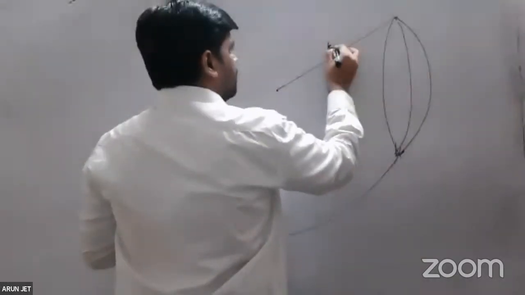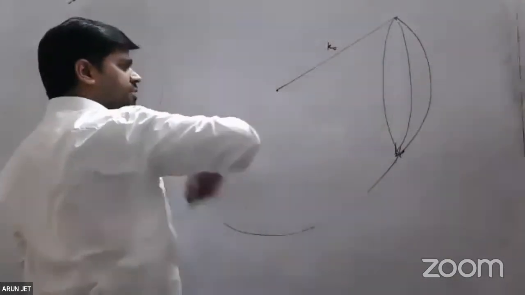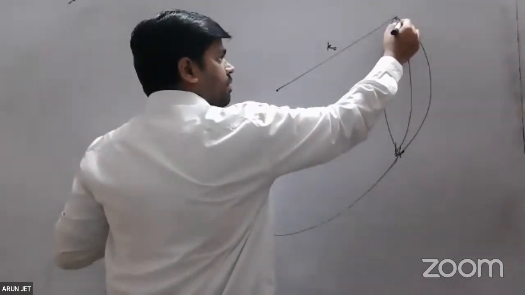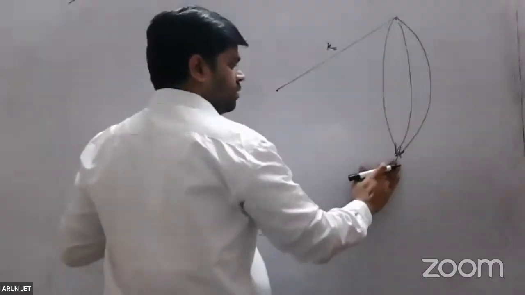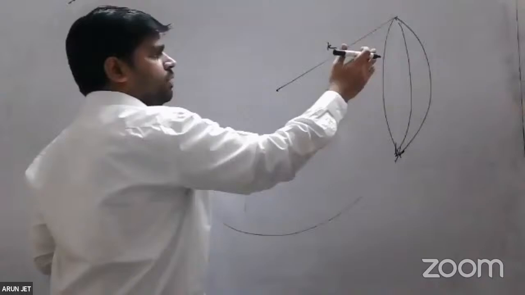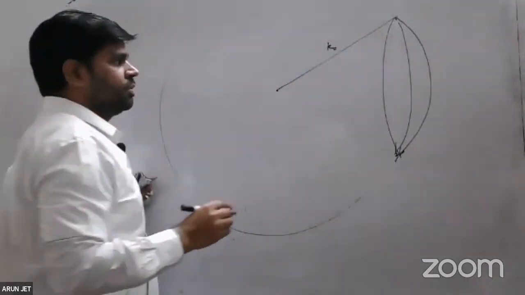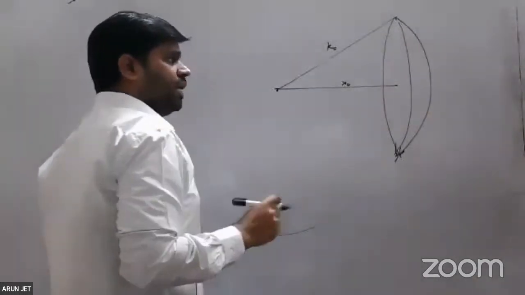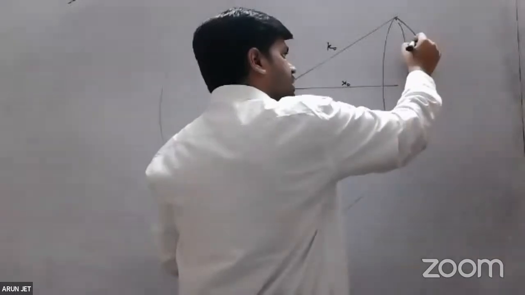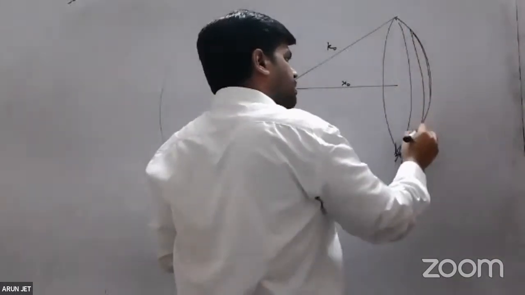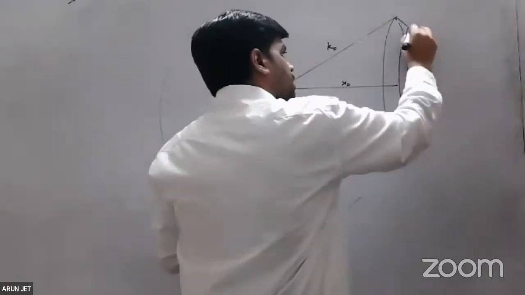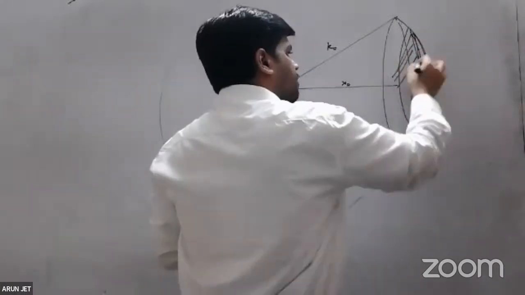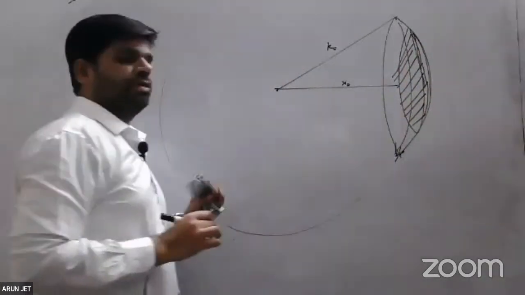So let the radius be r. Whole volume is 4 by 3 pi r cube. But I don't want the whole volume. I want only the volume of this part, only this plano convex lens. Let this distance be x naught. Now what do I do? I chop this lens into an infinitesimal number of discs, so I'll get a disc like this. And I find the volume of that disc and sum it up by integrating.